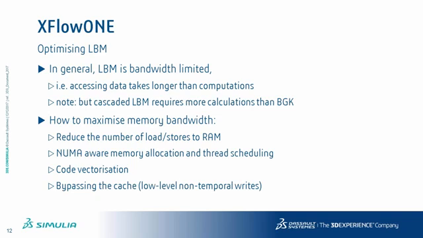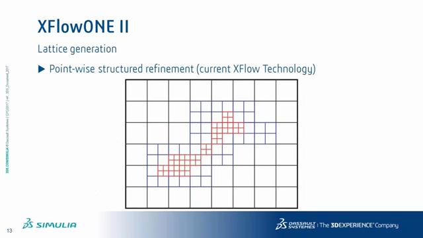Okay, so the process actually starts from the very beginning. If you're familiar with XFlow, you already know that XFlow is a lattice Boltzmann code and uses what we call a lattice, so a discretization of our domain, mainly in points in space.